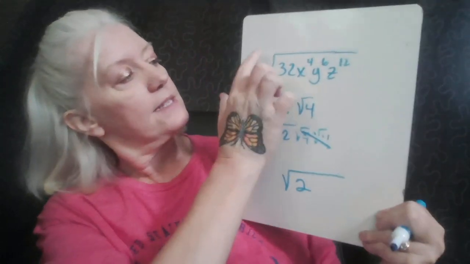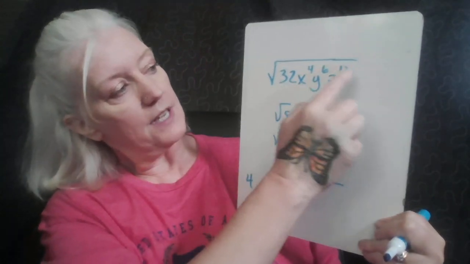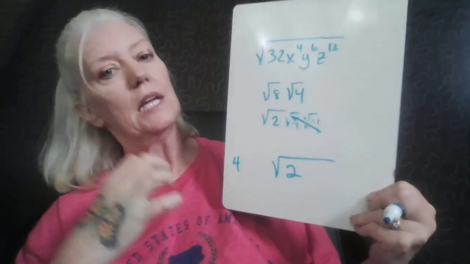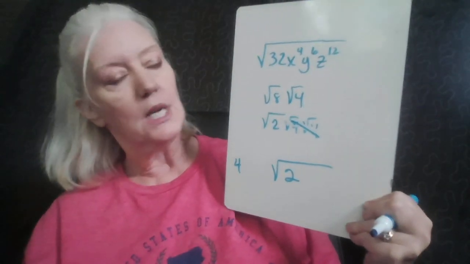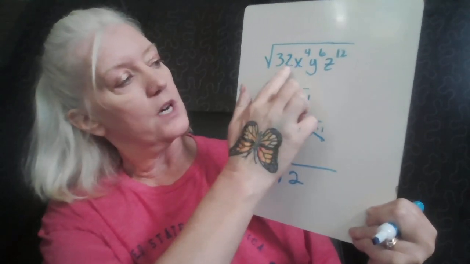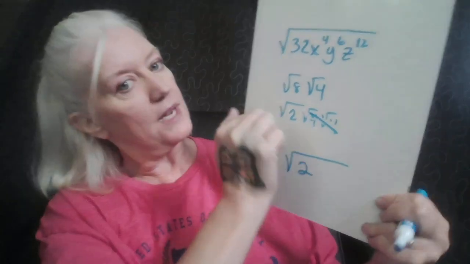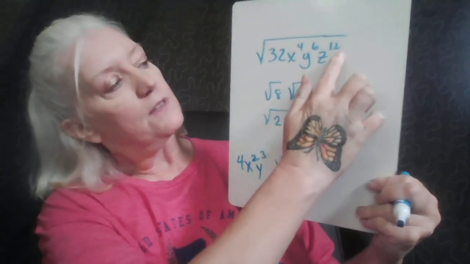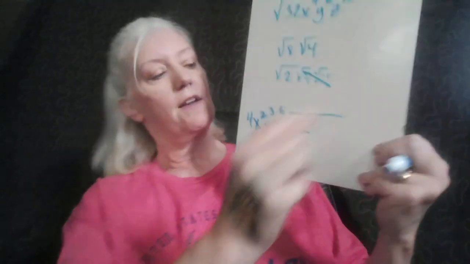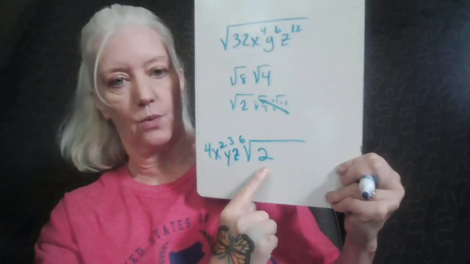Next, since this is a power of 2 and these are all even, I really just have to divide them. I'm thinking about how many groups of 2. How many groups of 2 are in 4? 2 of them. This becomes x squared on the outside. How many groups of 2 in the next one? 3 of them. This becomes y cubed on the outside. How many groups of 2? 6 of them. That goes on the outside. All that was left under here was my little lonely 2.